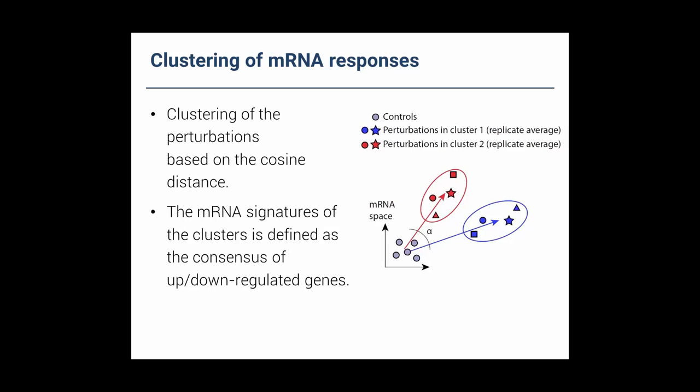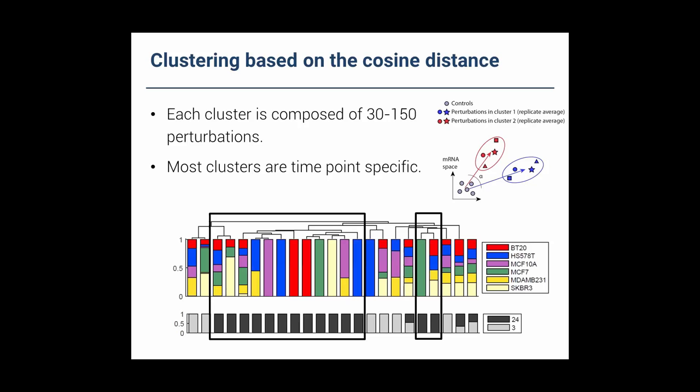So if we split this data set in 22 clusters, which is an arbitrary number, but the results are rather consistent if we change the number of clusters, we obtain this pattern here, where the first thing that we see, and confirm the network shown before, is that most of the clusters are time point specific. And there are actually more clusters at 24 hours than 3 hours. We find more perturbations to be significant at 24 hours. That's the reason.